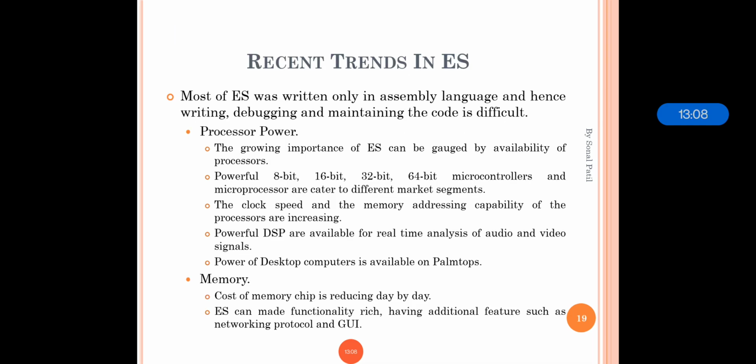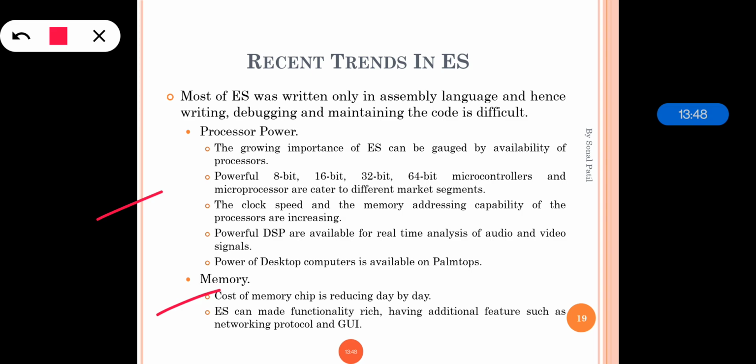Then the recent trends in embedded systems. Most embedded systems were written in assembly language. We will now see the recent trends that are available, starting with processor power. The growing importance of embedded systems can be attributed to the availability of processors. Now there are 150 varieties of processors, and we can use 8-bit, 16-bit, 32-bit according to our need. Then the memory: the cost of memory chips is reducing day by day, and as a result the embedded system can be made fully functional with additional features, because memory chips are becoming cheaper.